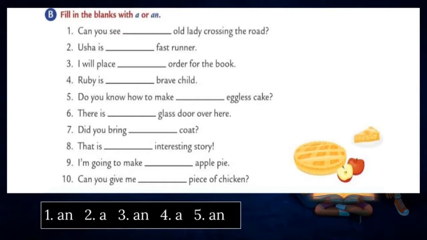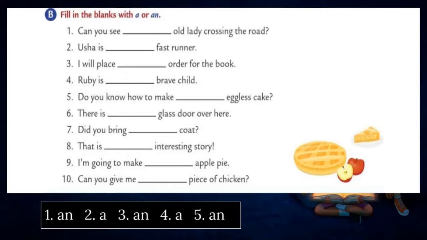Let's move to the third one. I will place dash order for the book. Order. What is the first letter? O. It is a vowel. So which article do we use for vowels? Yes, your answer is right. An. I will place an order for the book.